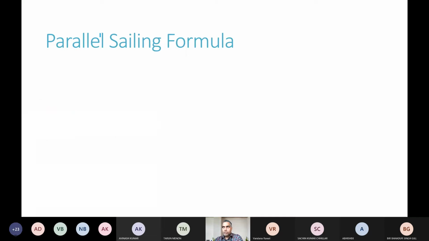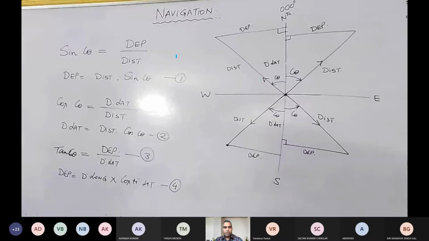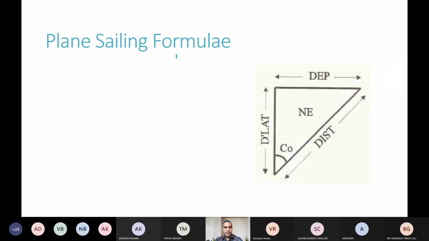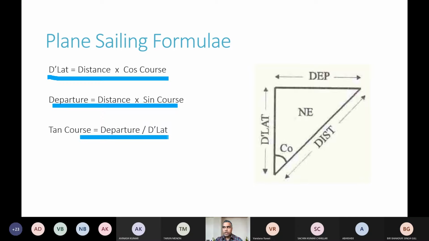So this was what we did in the last session. I told you about the parallel sailing formula: departure is equal to d long into cos of mean latitude. Then we went into plain sailing, and in plain sailing I showed you three formulas. D lat is equal to distance cos course, departure is equal to distance sine course, and the third one was tangent course is equal to departure upon d lat.